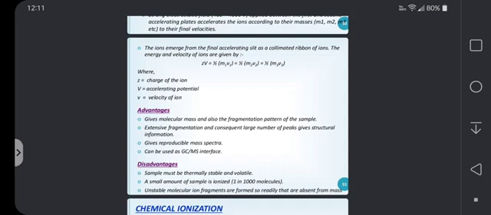Disadvantages are also there, which are: the sample must be thermally stable and volatile. A small amount of sample is ionized, 1 in 1000 molecules. Unstable molecular ion fragments are formed so readily that they are absent from mass spectra.